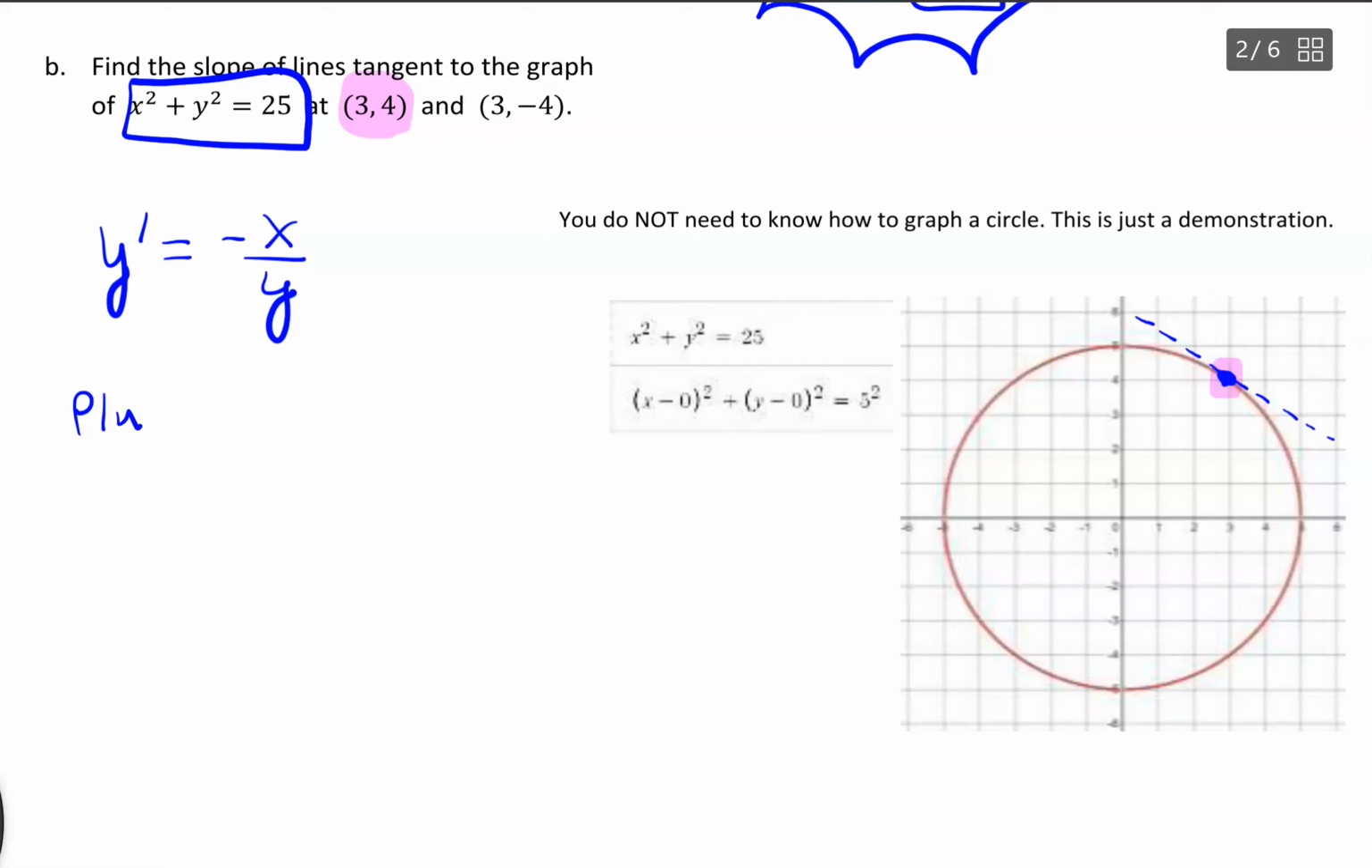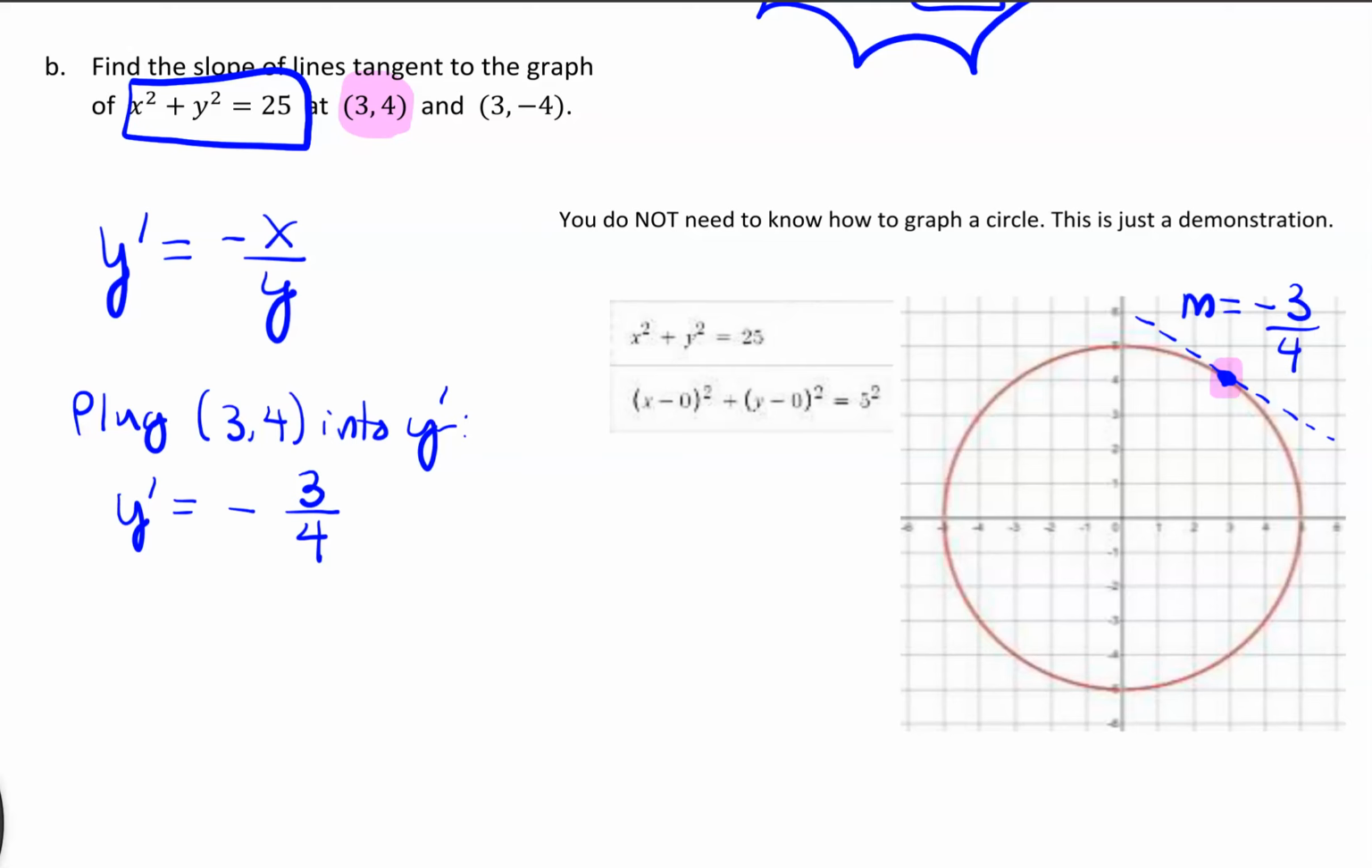So if I plug 3, 4 into y prime, let's see what we get. Then y prime would be negative, the x coordinate is a 3, the y coordinate is a 4. So this slope right here would be negative 3 over 4. Okay. Negative 3 over 4.